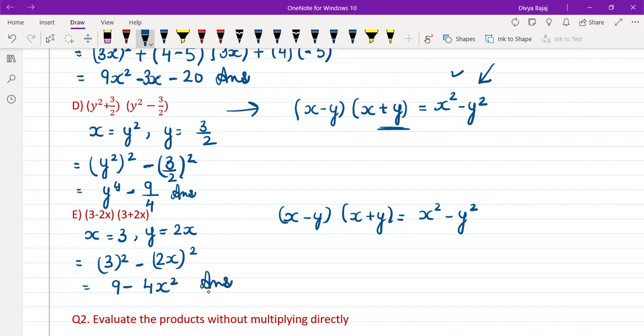So in the first question, where we have 5 parts, in the first 3 parts we use a separate identity, and in parts D and E we use another type of identity. I hope the first question is clear.